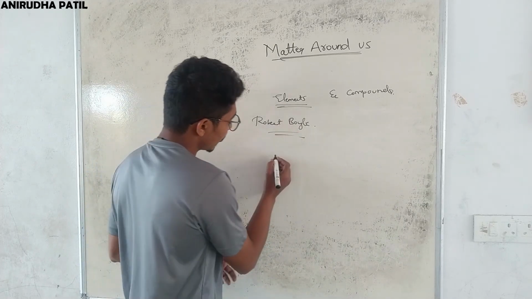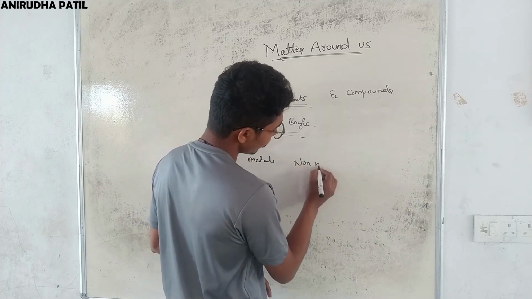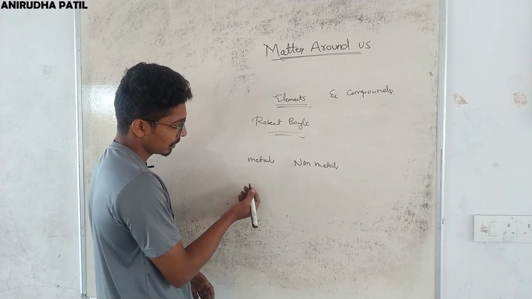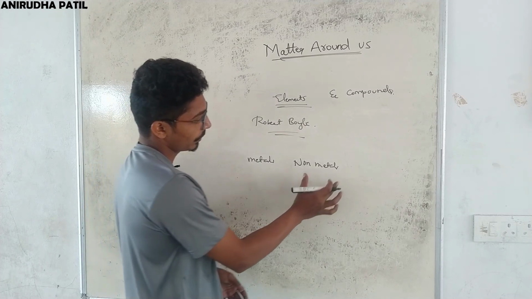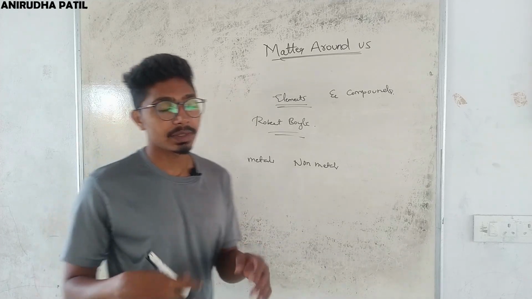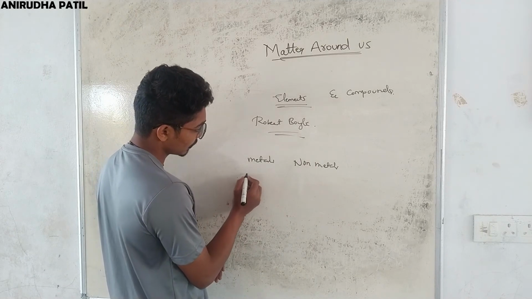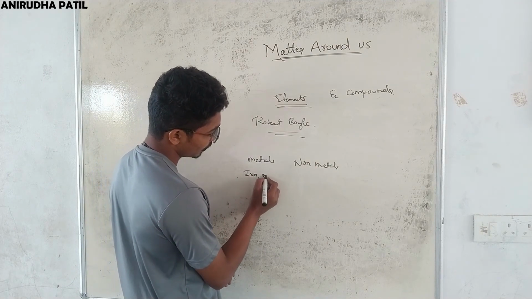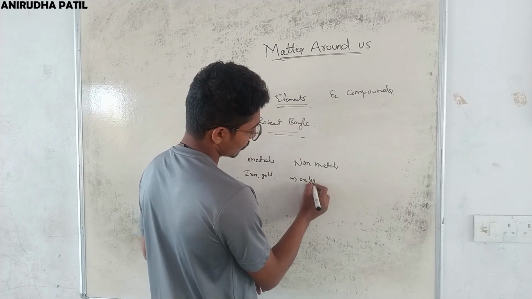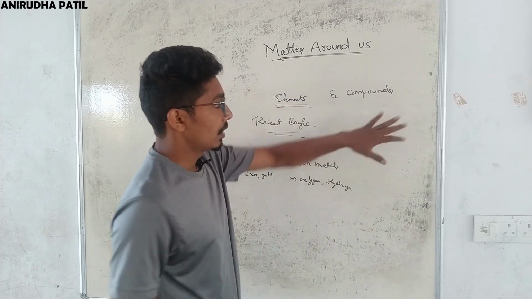Elements can be classified into two forms. One is metals and the other is non-metals. Metals conduct heat and electricity and they are malleable and ductile, whereas non-metals do not conduct and they are not malleable and ductile. Malleable and ductile means they can be turned into wire and can be melted. An example of metals is iron, gold, etc. And an example of non-metals is oxygen, hydrogen, etc.